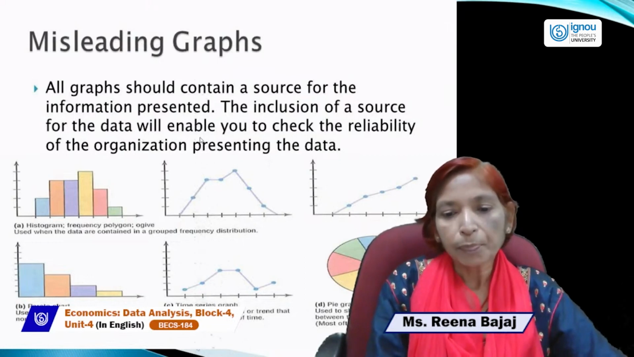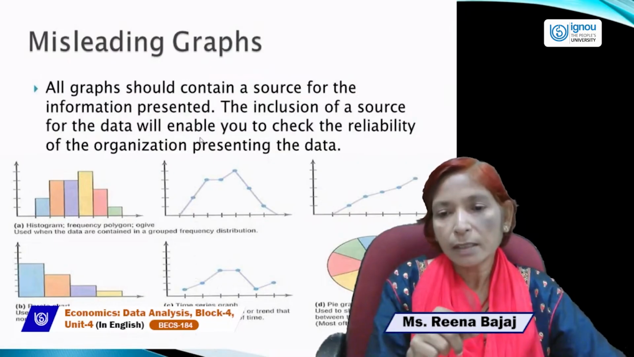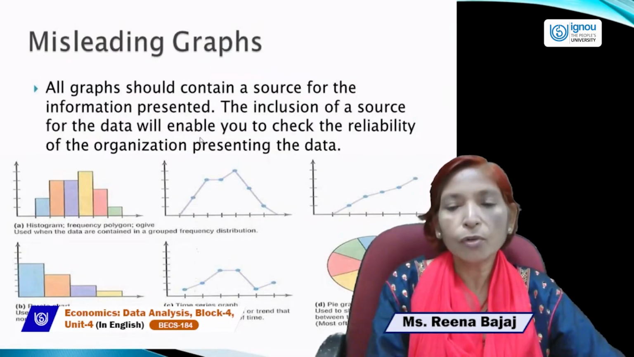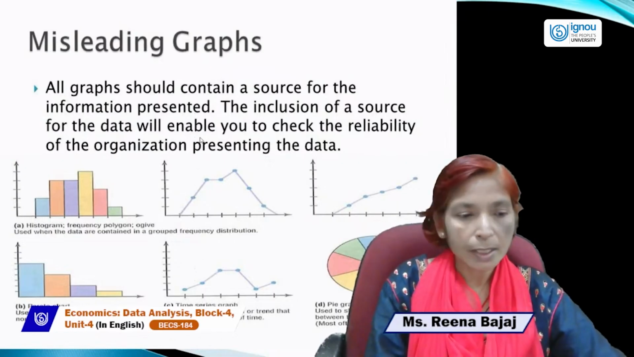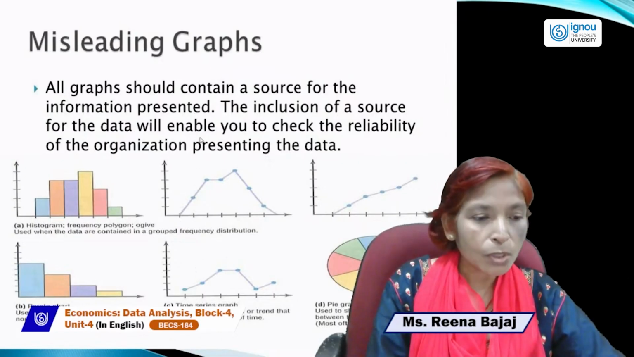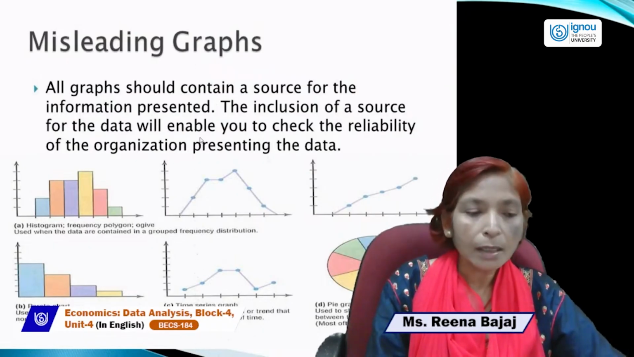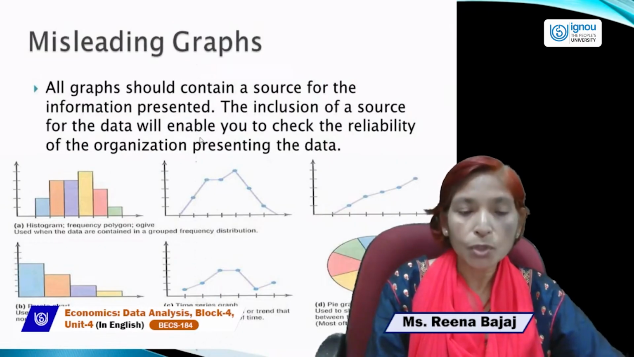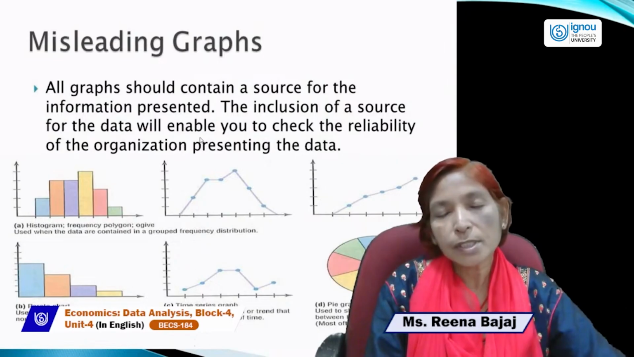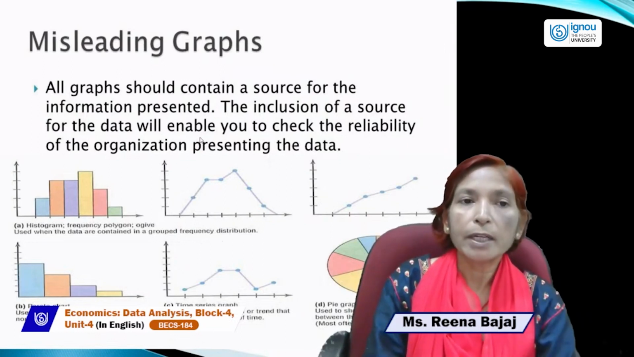And next is the line graph, which is upward sloping and shows a positive relationship between two variables, and it can be used in a scatter diagram also. And next is the Pareto chart. A Pareto chart is used to show frequencies for nominal and qualitative variables. This is also very important. And a time series graph shows data according to the time period. It is used to show a pattern or trend that occurs over a period of time.